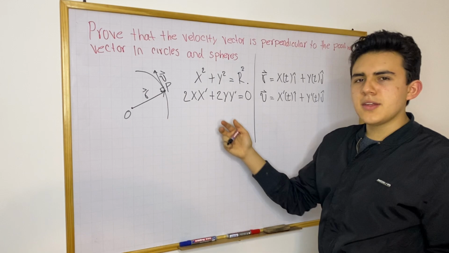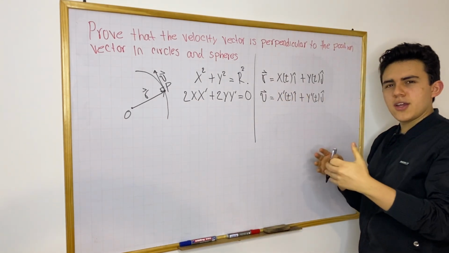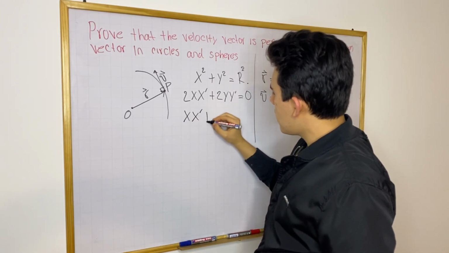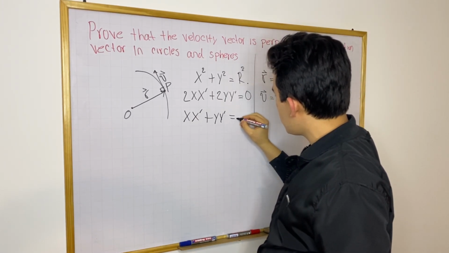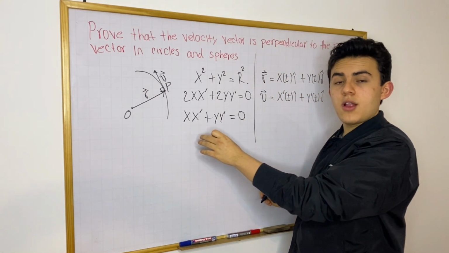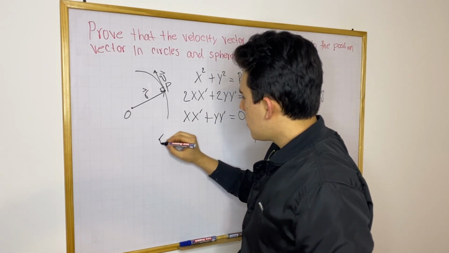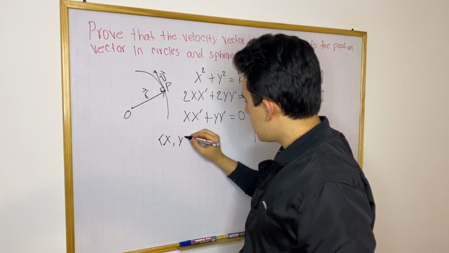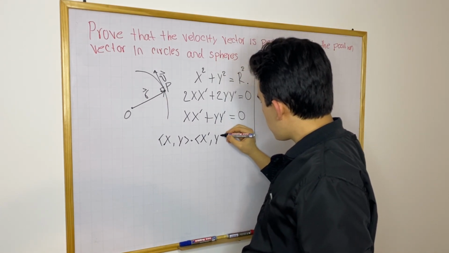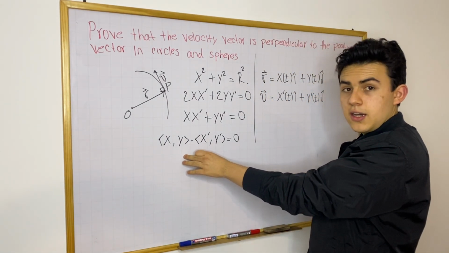Now, hopefully you notice something here. You have x and x prime over here. I want to show you this. If you have x x prime plus y y prime equals 0, notice this form. Hopefully you know what this is. This is a dot product, okay? Over here, what you're doing is simply taking the x, y vector dotted with the x prime, y prime vector. We're saying this equals 0. This is a dot product.